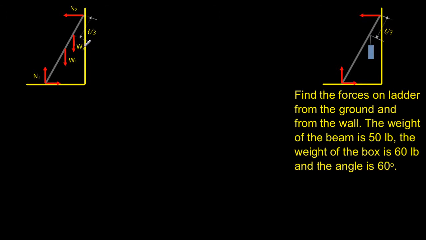One is the weight of the block, and the other one is the weight of the ladder. So we're going to have to add these together. Before we do that, we're going to separate these out so that we can see the torques. So the next step is we'll redraw one of the weights right here and the N2 force from up there.